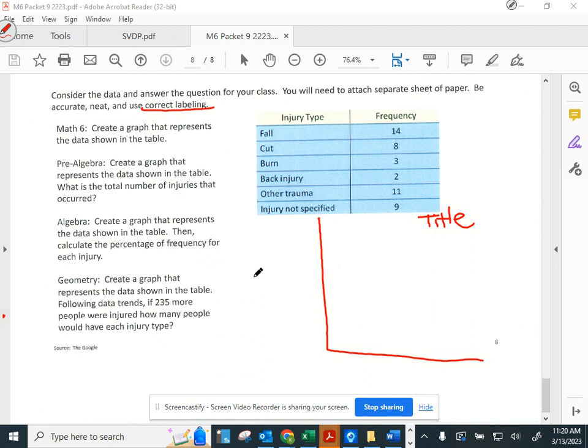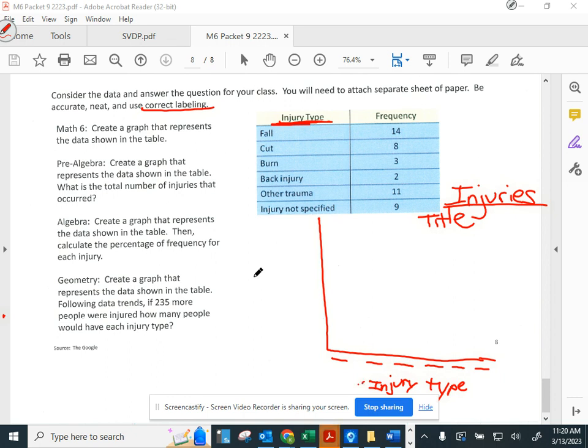What do you think a title for this data would be? Aiden. Injuries. So you could just use injuries as your title for your graph. What am I going to put on the bottom? James? The numbers and frequency. So I'm actually going to put that on the side. The names. So on the bottom, I'm going to put my title for the bottom, which is injury type. And then I'm going to put each injury type across the bottom.